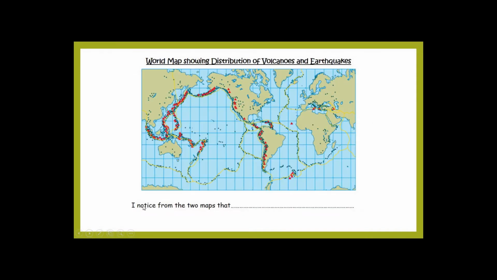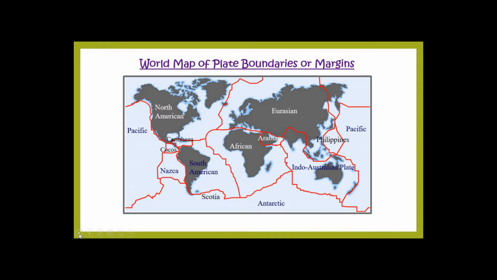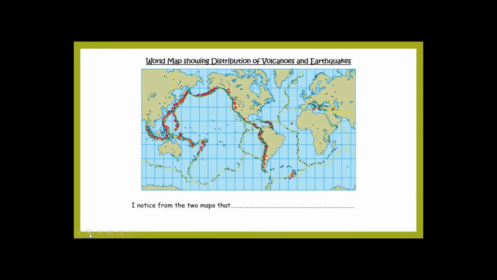You've also got this map. Now, this map shows the distribution of volcanoes and earthquakes, how that activity, that tectonic activity, is spread out around the world. What do you notice from the 2 maps? If we look at this one, and then we look at this one. So the red triangles are volcanic eruptions, and the dots are earthquakes. Is there a link between these 2 maps?